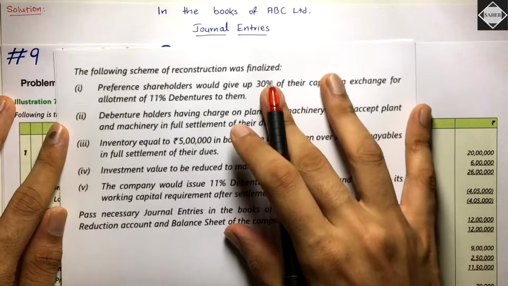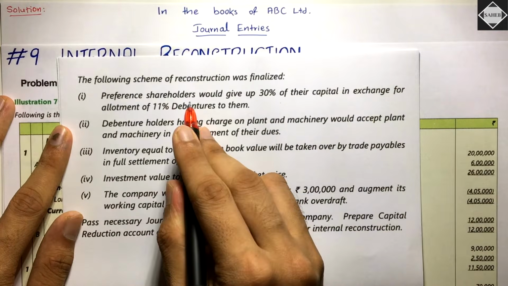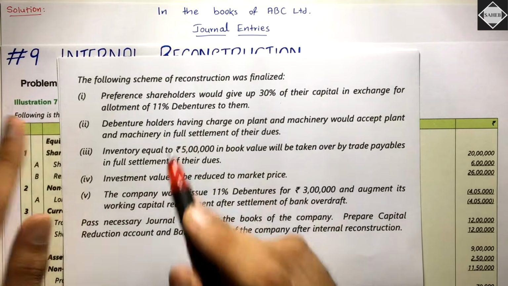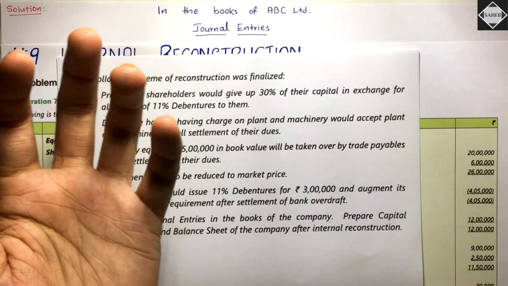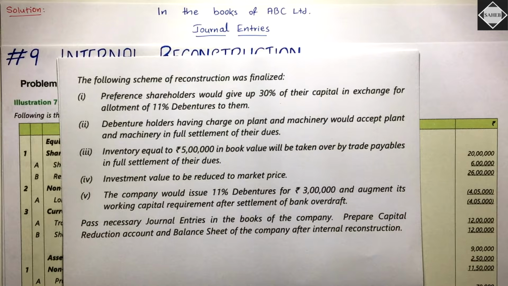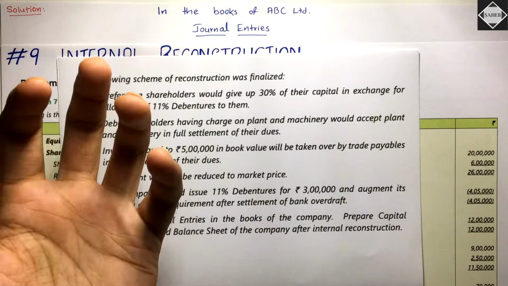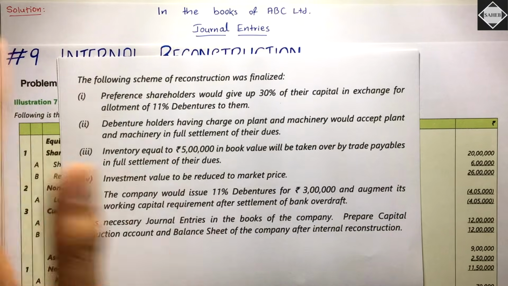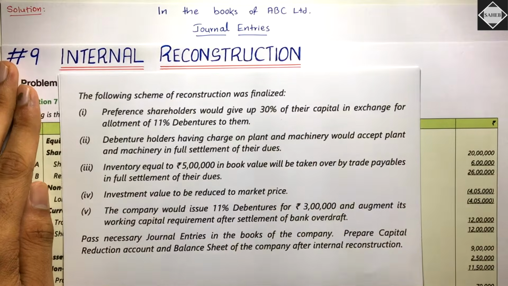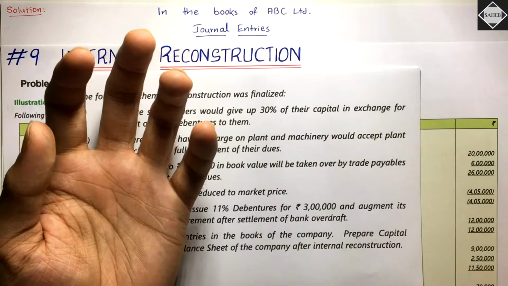And in the question they are saying preference shareholders, forget about that 30%, to them debentures are being allotted. Preference shareholders have preference shares, so debentures are given to them. You have to understand the entire preference share capital is being cancelled. Entire 100% preference share capital is being cancelled. This entire 6 lakh is being cancelled, and then in return what are preference shareholders getting in exchange?